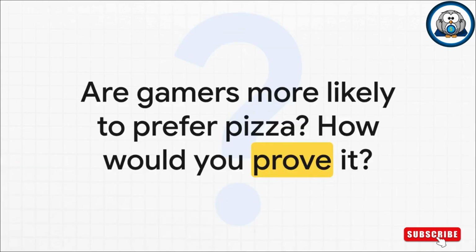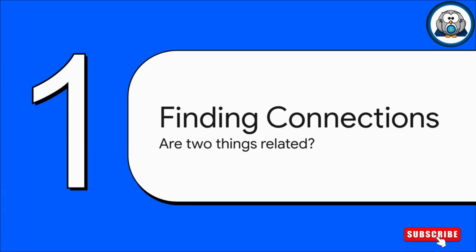Think about a question like this one. It feels like there should be an answer, right? But how would you actually go from just a hunch to real solid proof? This is exactly the kind of thinking we're going to use to crack our first case. So our first mission is all about finding these hidden connections. We want to know if two completely different things, like say a person's gender and their opinion on school uniforms, are secretly related, or if it's all just random coincidence.